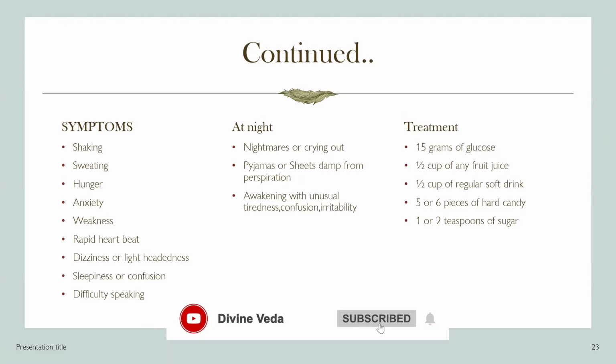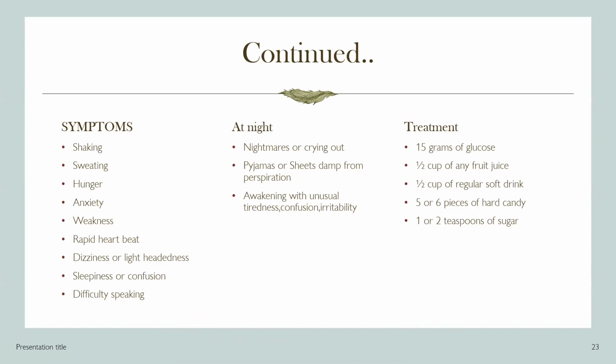Then at night, there will be nightmares or crying out. They see that the pajamas or bed sheets where they sleep are wet with perspiration. That means they are going into the stage of hypoglycemia at night. Awakening with unusual tiredness, confusion, and irritability at night, all these are symptoms.